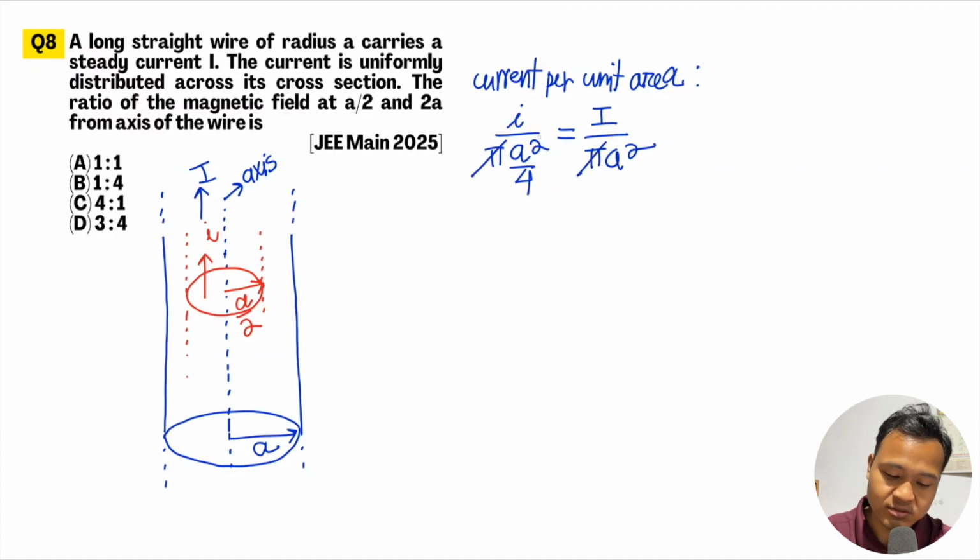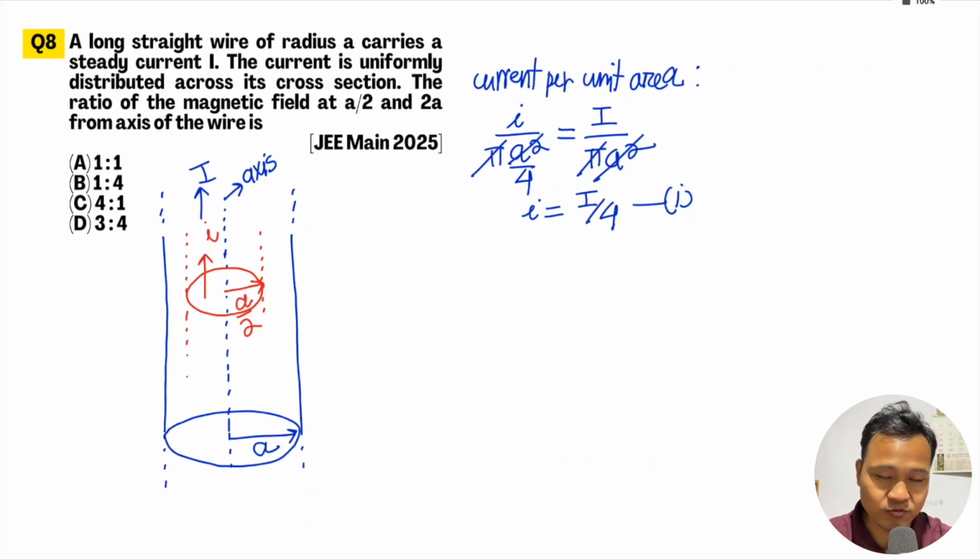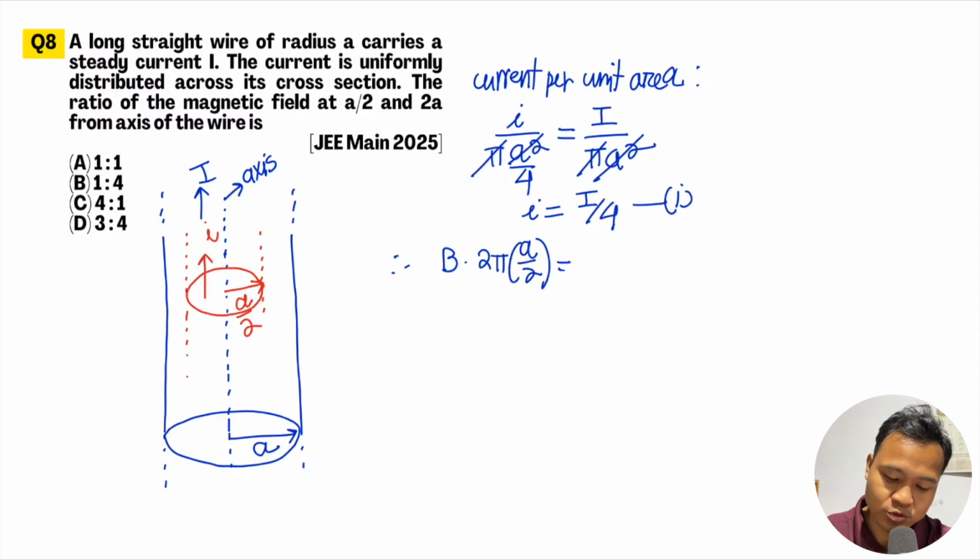The pi gets cancelled out, a square gets cancelled out, and we are just adding 4 times I by 4, so I by 4. So the current flowing through the small section is I by 4 of the total. Therefore, if I apply Ampere's law, magnetic field B into dL. dL is the length of the Ampere's loop, which is 2 pi R, since it is a circle, so 2 into pi into R, which is A by 2. So this would be equal to mu naught into current, I by 4.